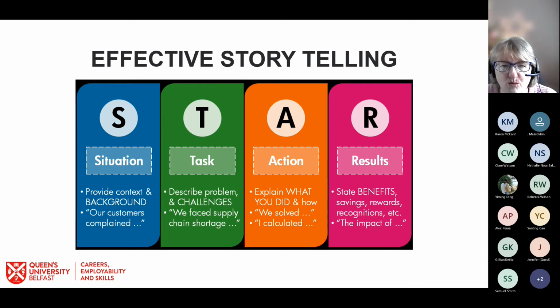Finish with the results. What were the results of your actions? Were there benefits? Were there savings? What was the impact?